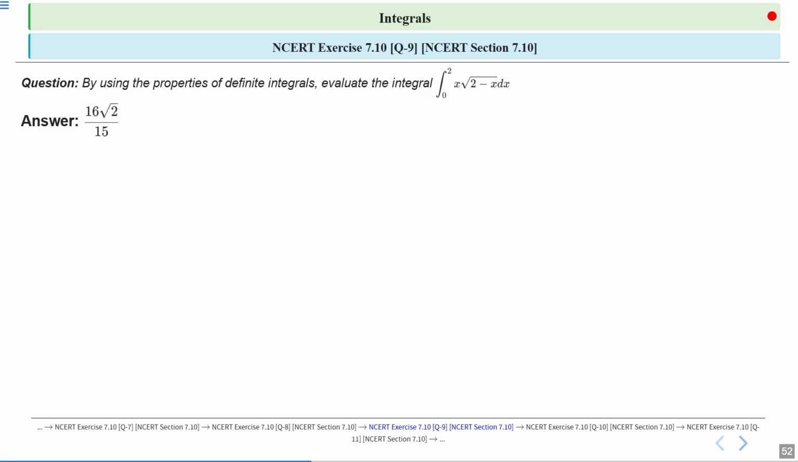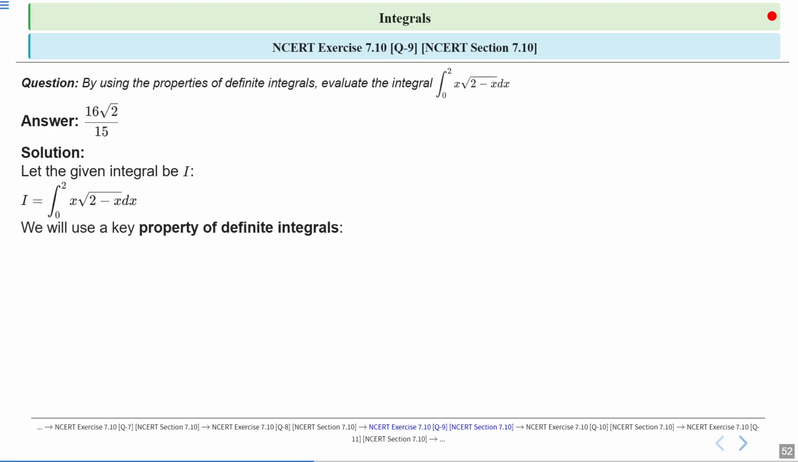So the answer is 16 root 2 by 15. Let the given integral be I. So I is equal to integral from 0 to 2 of x into root under 2 minus x dx.